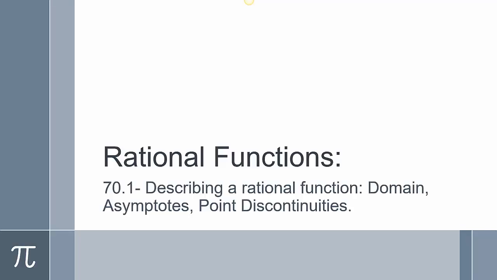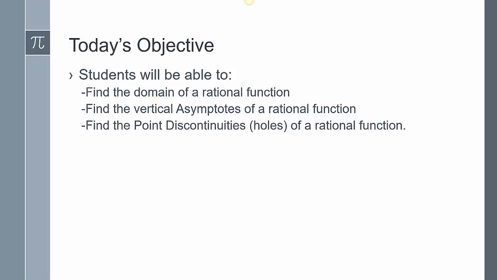Hi class, today we're going to be in a new section. It's going to be rational functions, and today we're going to be taking a look at the domain, asymptotes, and point discontinuities. So today you guys are going to be able to find the domain of a rational function, find the vertical asymptotes of rational functions, and find the point discontinuities of a rational function.